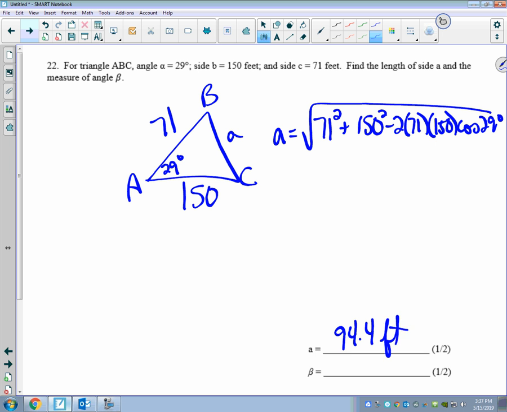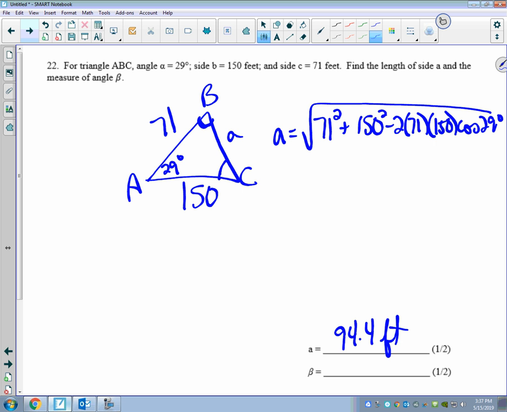94.4 feet. But to solve for angle B, 150 is bigger than 71, and also bigger than 94, which means 150 is the biggest side of this triangle. So if it's an obtuse angle, law of sines is not going to give me that answer. So this is where you have two options. One option is you could solve for angle C first and then subtract from 180 to get this. The other option is you could use law of cosines to solve for angle B. But if you use law of sines to solve for angle B right now, it's going to give you the wrong answer. So you have to be really careful when you're doing that.